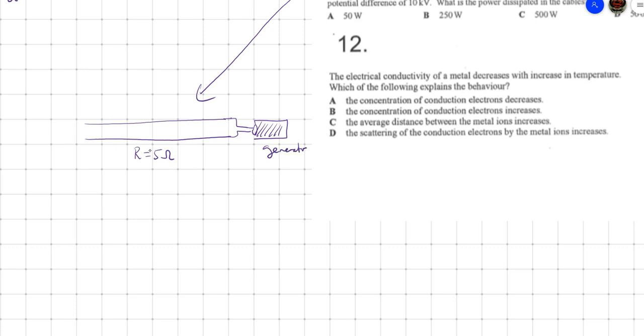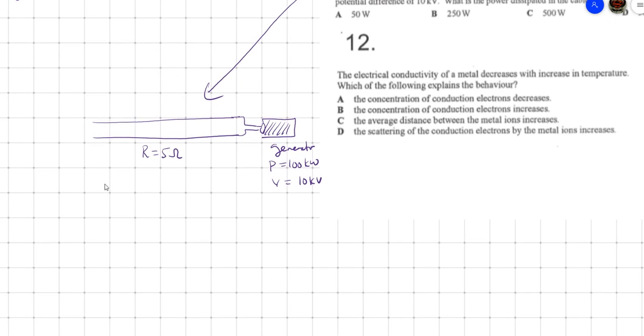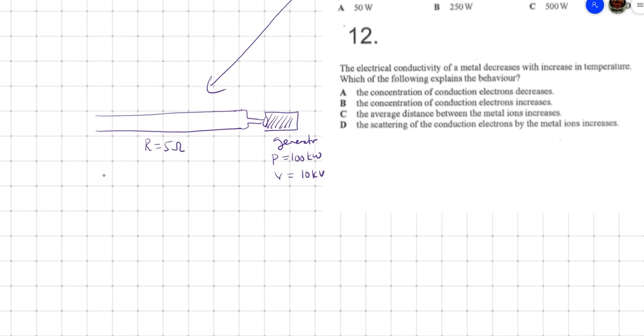Okay, so the power there is 100 kilowatt. Voltage is 10 kilovolts. Okay, now how much power is dissipated in the cable? So how much power is actually being lost by the cable? That's what we want to find out.